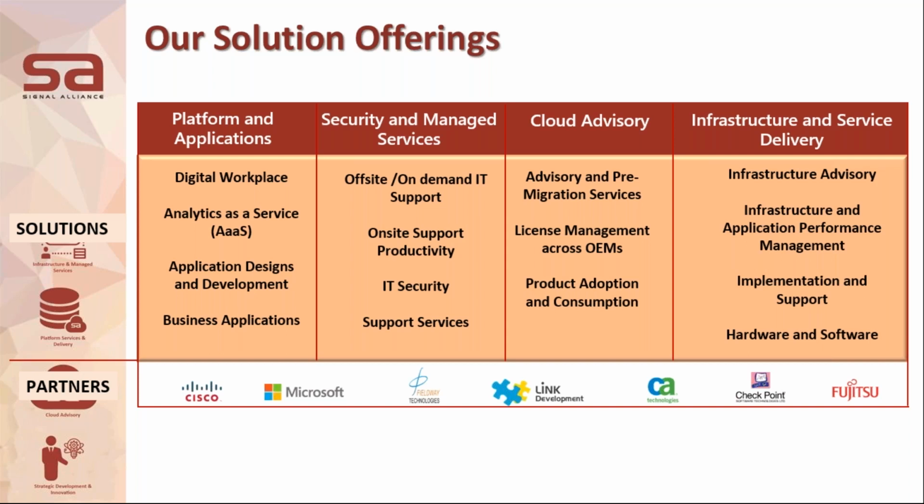We have a department centered on developing applications, and we have a business application unit. That is on with the platform applications. For security and managed services, we do all forms of security, and we also have managed services. Whether it's on-site, off-site support, we have a unit dedicated to this. And then we have our cloud advisory department or unit that handles advisory and pre-migration services, licensing advisory across OEMs, helping to drive product adoption and consumption. And then the last but not the least, we have infrastructure and service delivery. This department takes care of infrastructure advisory, infrastructure and application performance management, implementation and support, hardware and software, storage, networks, and the rest of them. So this is a brief overview of our solution offerings at Signal Alliance.